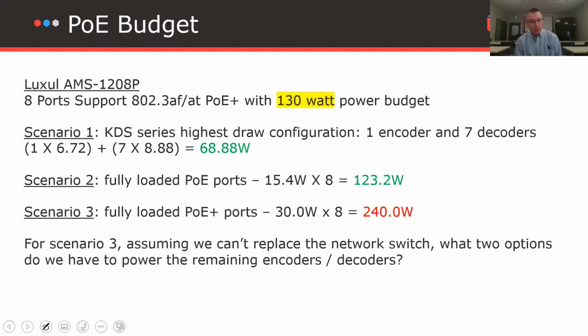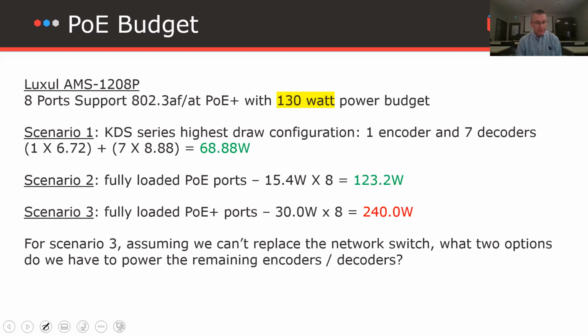If I look at scenario number 1, let's say I had 1 encoder and 7 decoders. I do that math, it comes out to I require 68 watts worth of power to drive all those by PoE. Luckily I have 130 watts available from my switch, so no problem at all. Let's say scenario number 2, I have some different encoders and decoders that require full PoE capability, the full 15.4 watts. That comes out to 123. I'm still good, but just below the 130.